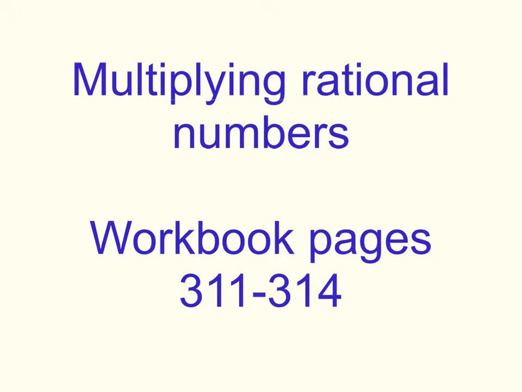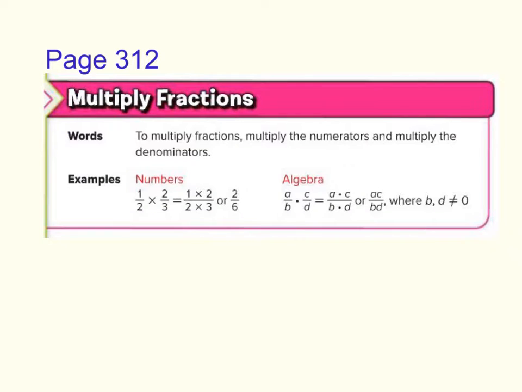Multiplying rational numbers. We should be turned into your workbook pages 311 through 314. So go ahead and open up to page 312 because that's where we're actually starting. If you remember, to multiply fractions, all you have to do is multiply straight across. Remember to simplify where you can.